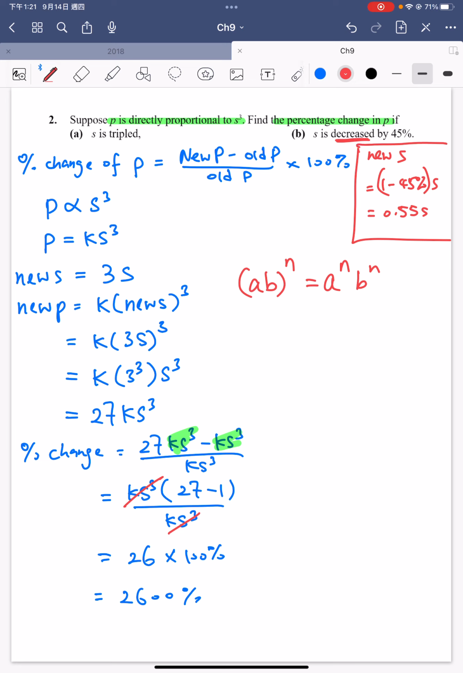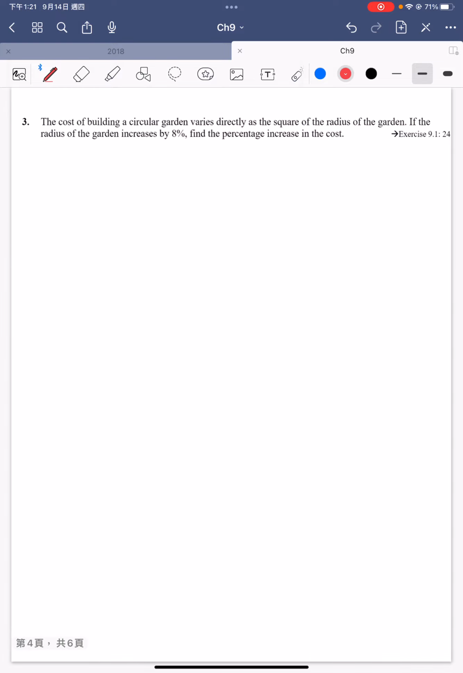Alright. Now we are moving to the next question, question 3. This is a wording question. It's quite hard for you guys to do. But what you're going to do is change the whole sentence into mathematical symbols. For example, the first one, the cost. The cost of the building of a circular garden. Some of this is not really useful. We only concentrate on the cost. So cost is our main thing. Cost of what is not our main thing.